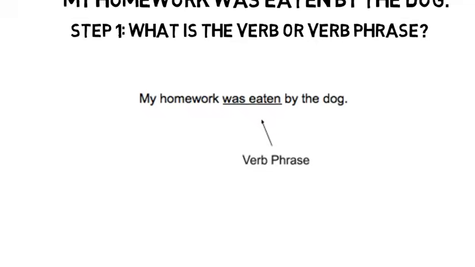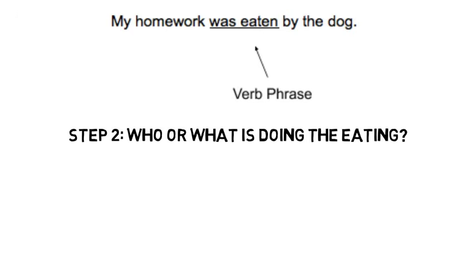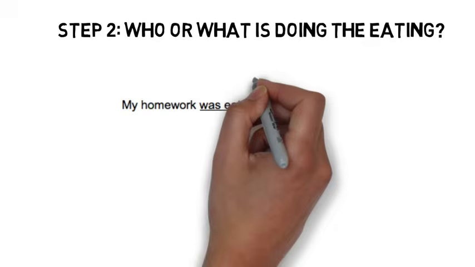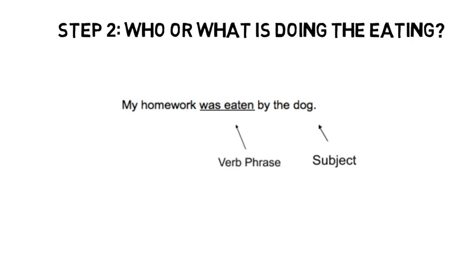Step 2. Who or what was doing the eating in this sentence? Was it my homework or the dog? You have 5 seconds to think. Go. The dog is doing the eating in this sentence. Therefore, the dog is the subject.